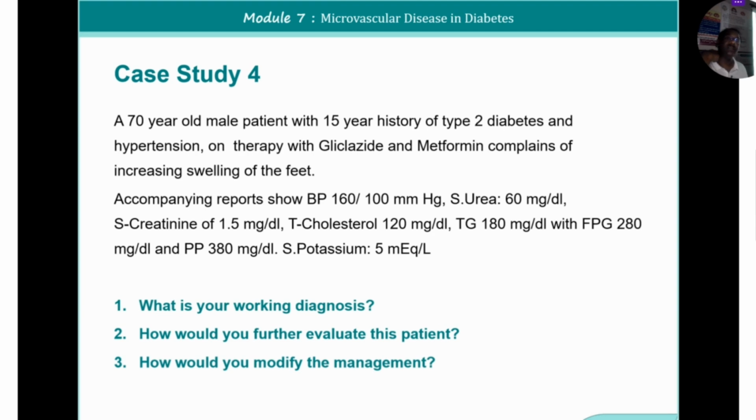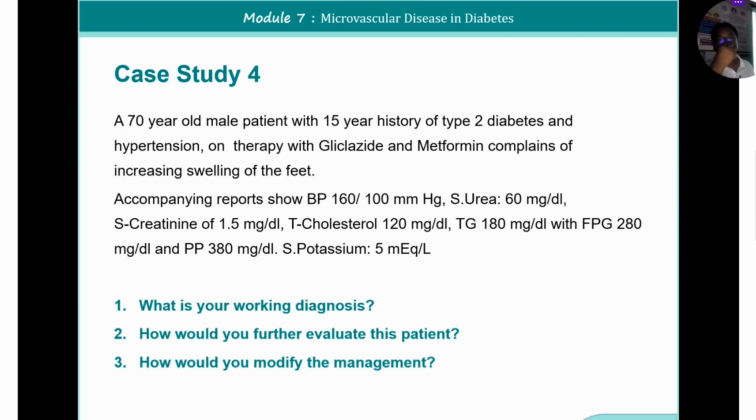So another case, a 70-year-old male, a 15 years history of type 2 diabetes and hypertension, on therapy with the glycoside and the metformin, complaints of the increasing swelling of the feet. BP 160 by 100, urea 60, creatinine 1.5, cholesterol 120, triglycerides 180, fasting 280, postprandial 380, potassium 5. So what is your working diagnosis?